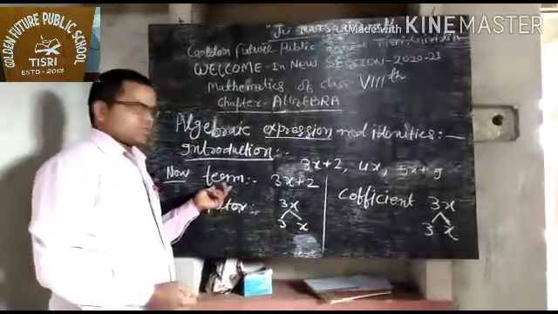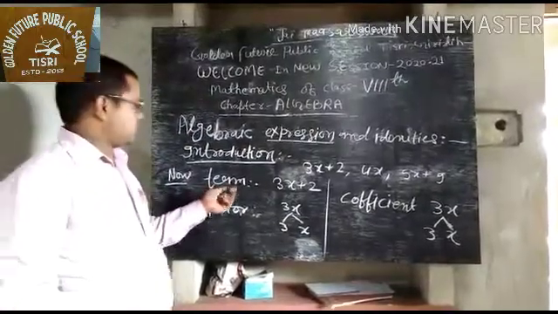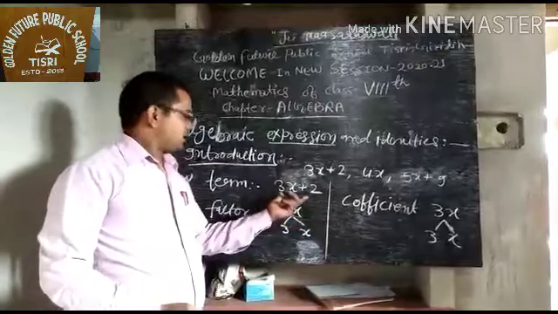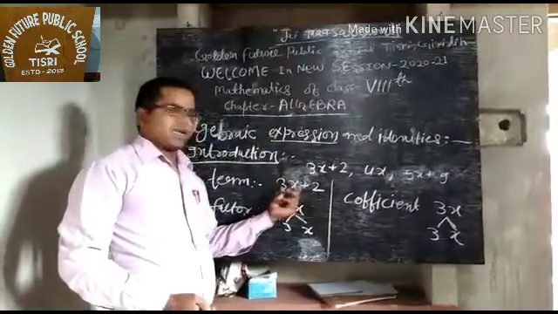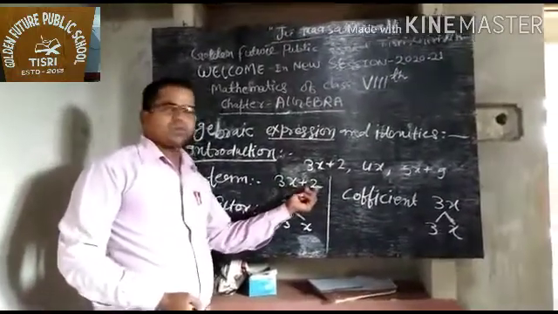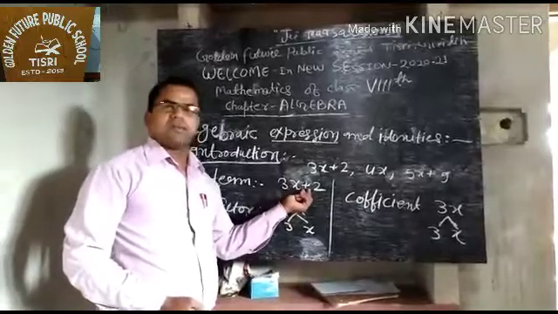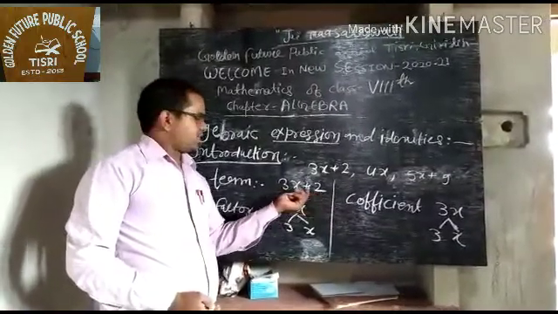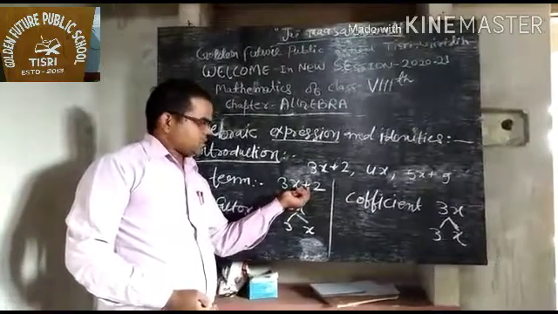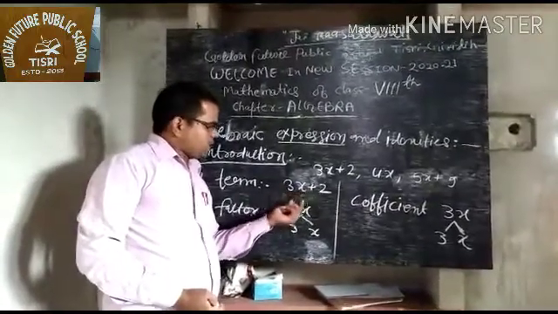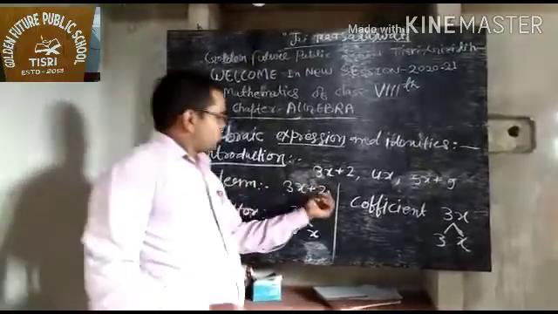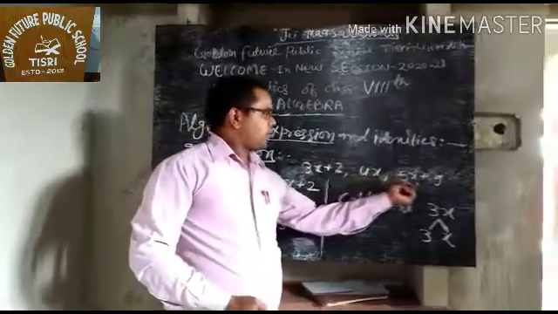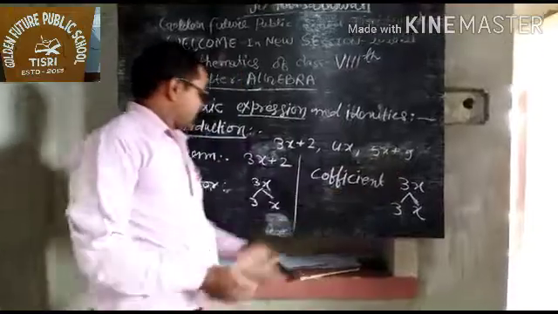Now we introduce what is a term. What is a term? 3x plus 2 is an expression, and 3x and 2 are separated with the symbol plus. So 3x plus 2 is separated by a plus sign. So 3x is a term and 2 is another term. Also we say 4x is a term, and 5x and 9 are terms.